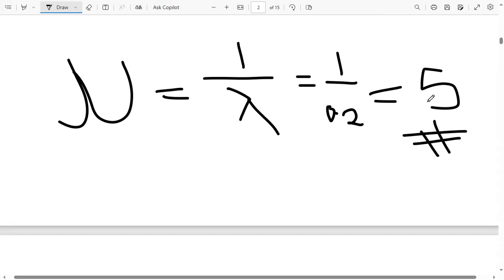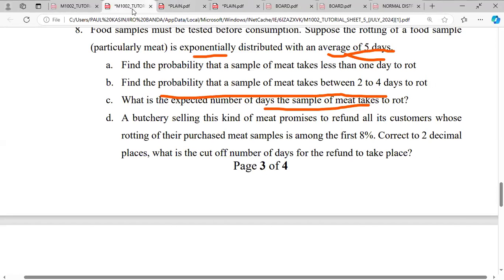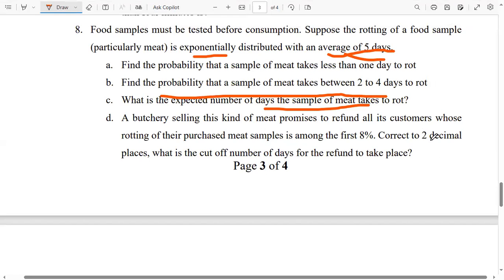Okay, and then on the last one, we are given the probability, and they want us to find the x, or the cutoff point, the number of days. Let's read it together. A butcher is saying this kind of meat promises to refund all its customers whose rating of their purchased meat samples is among the first 8%. Correct to 2 decimal places, what is the cut-off number of days?